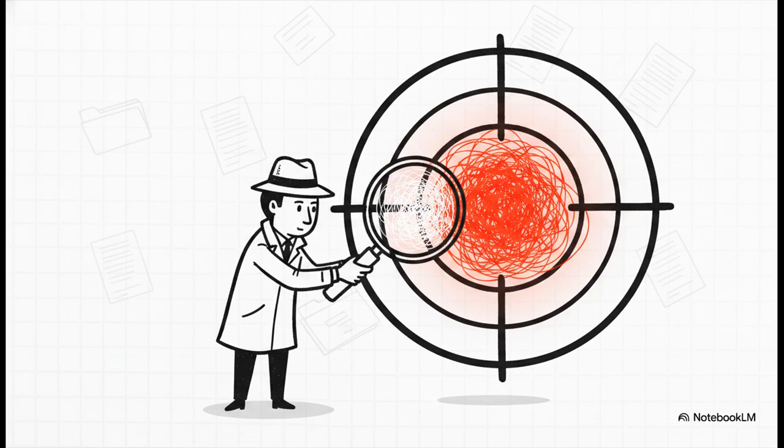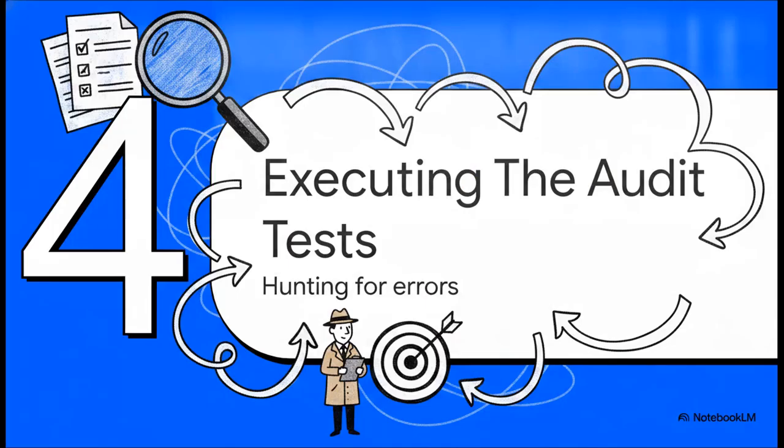The core philosophy to remember here is this. If your procedures aren't directly linked to assessed risks, you are quite literally spinning your wheels and wasting investigative time. You have to follow the risk. Your audit effort should always be focused on the risk of material misstatement that you identified way back during the initial planning phase. Let's move on to Section 4, executing the audit tests.